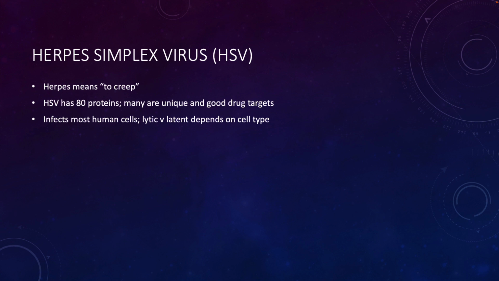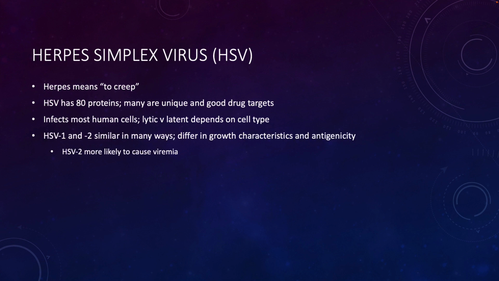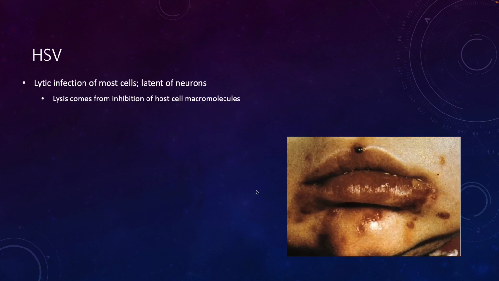The herpes simplex viruses 1 and 2 can infect most human cell types. Depending on the type of cell that's infected, you may see a lytic versus a latent infection. Herpes simplex 2 is more likely to leave the localized area and cause viremia. Both herpes simplex viruses cause lytic infection of most cells, but latent infection in neurons. So they hide out in the neurons, but then when they get in, for example, skin cells, that's when you get the lytic infection.